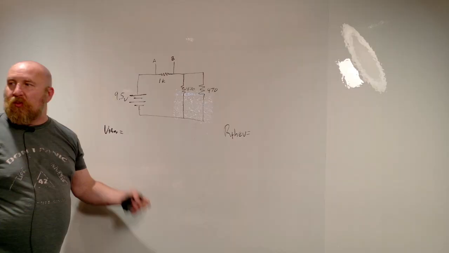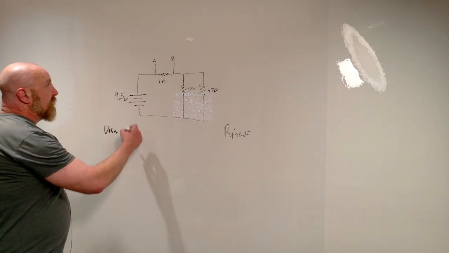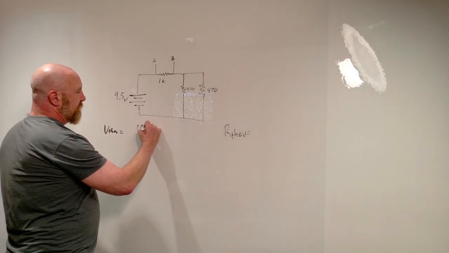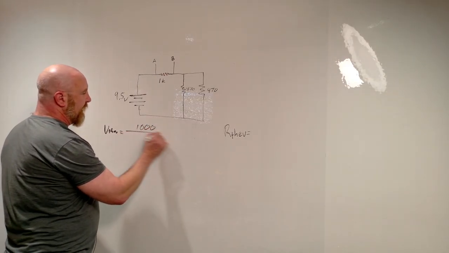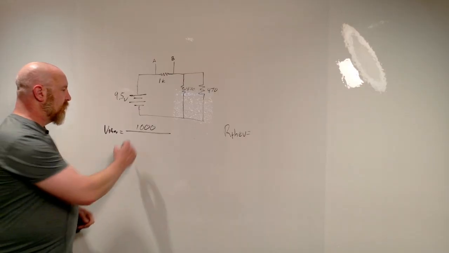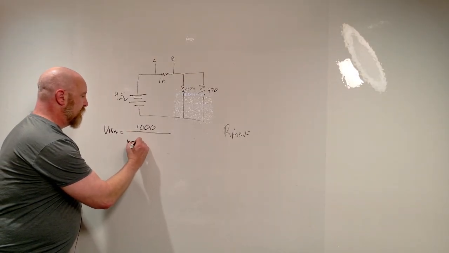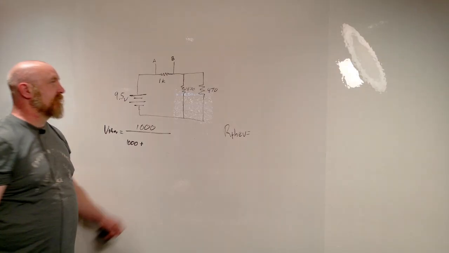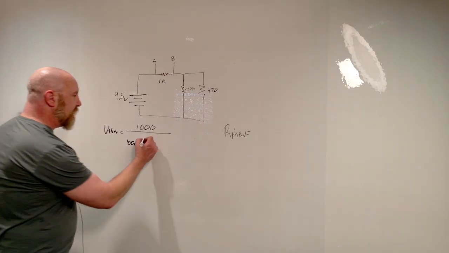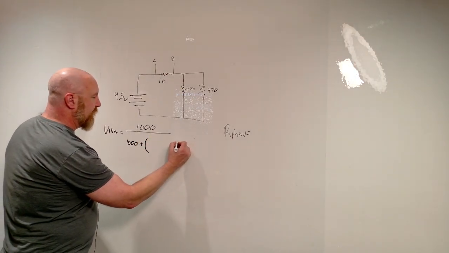We're going to write out what that's going to be. So it's going to be 1000 divided by 1000 plus these two in parallel. And so when we do those in parallel, we're going to make a big parentheses here.